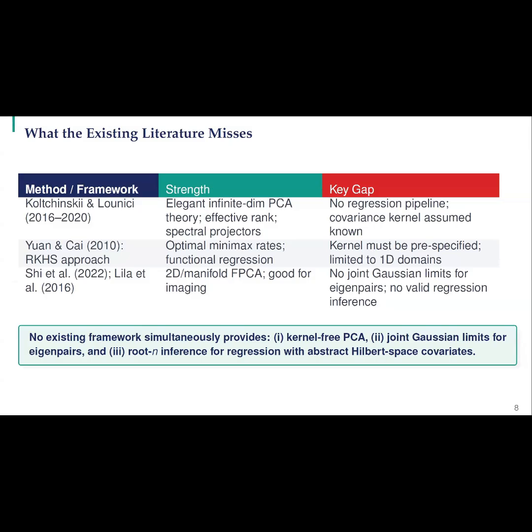So at a very high level, what's been done before? I'm not going to summarize the many decades of beautiful work in this area entirely, but I'm going to talk about the stuff that's most relevant to our point of departure. There has been some wonderful work on PCA theory, going back to Koltchinskii and Lounici, looking at effective rank, spectral projections. One of the key gaps is that it's not clear how to incorporate this into the regression pipeline. And the covariance kernel is assumed known.